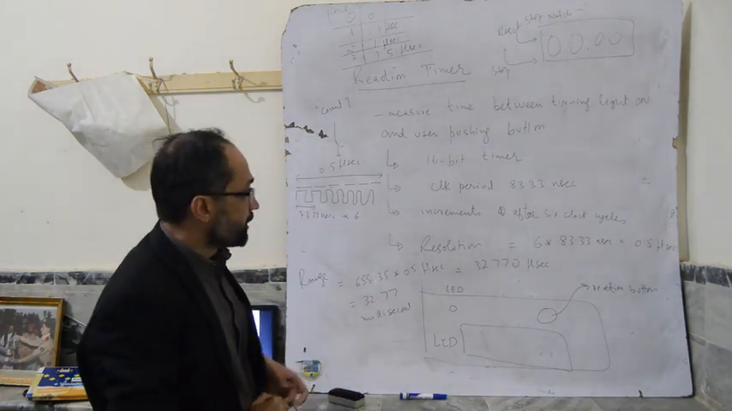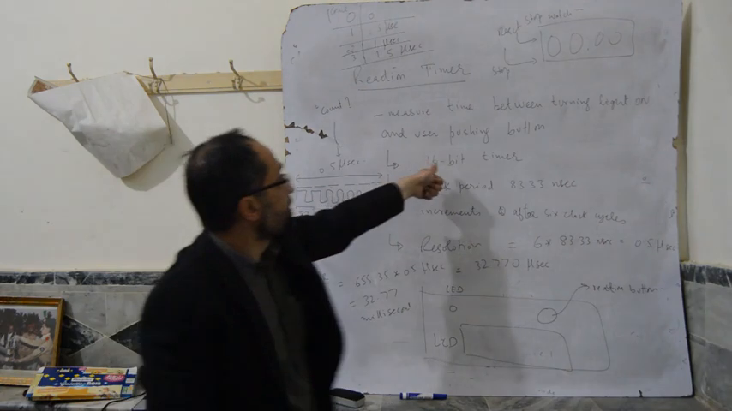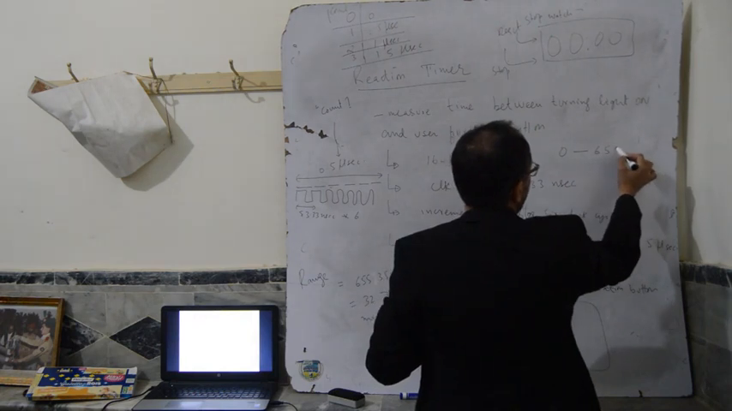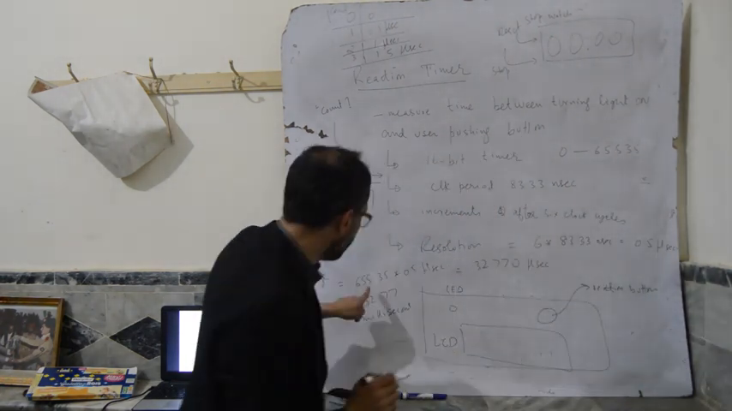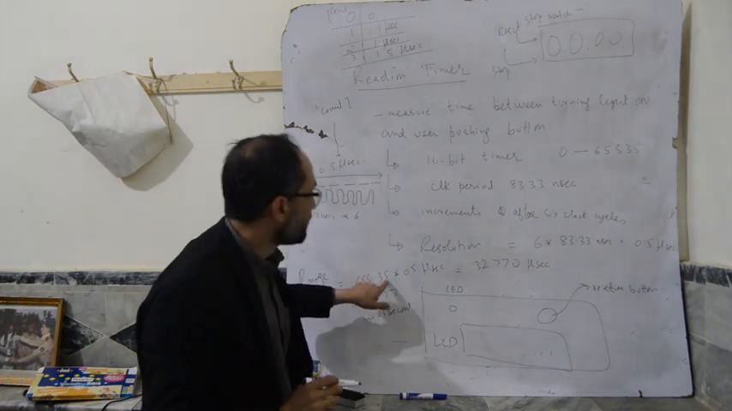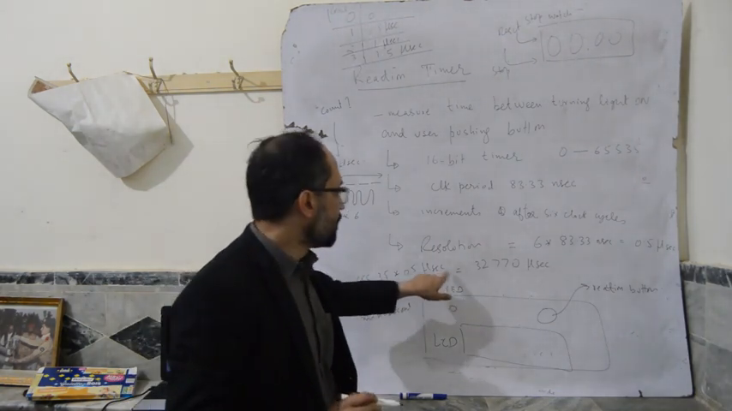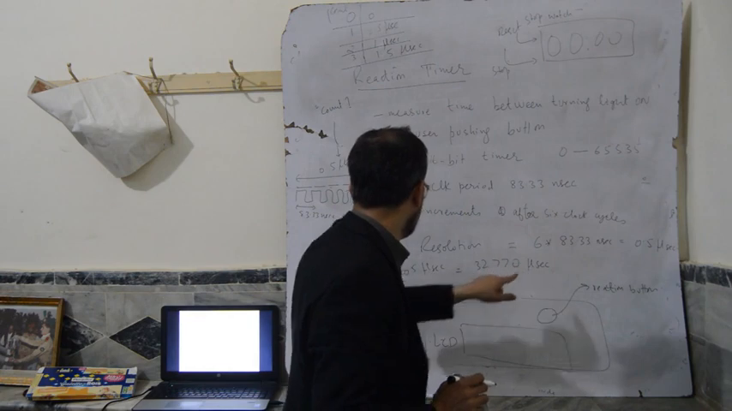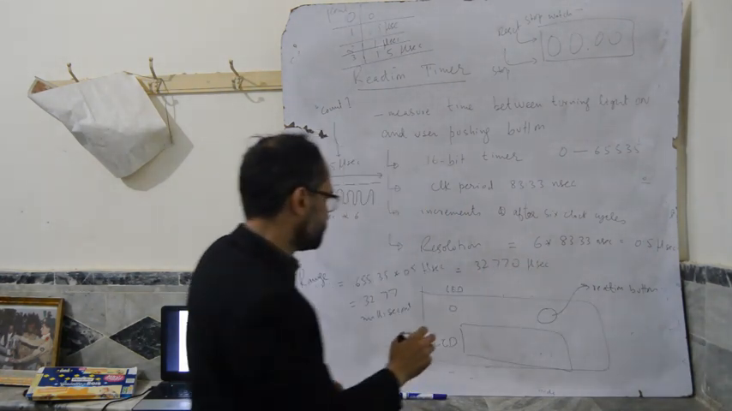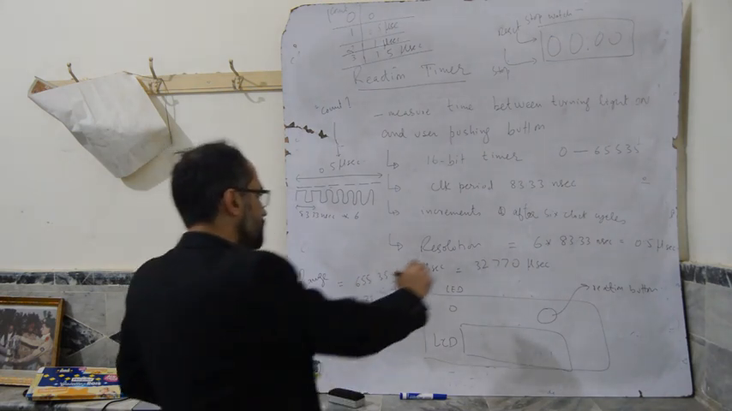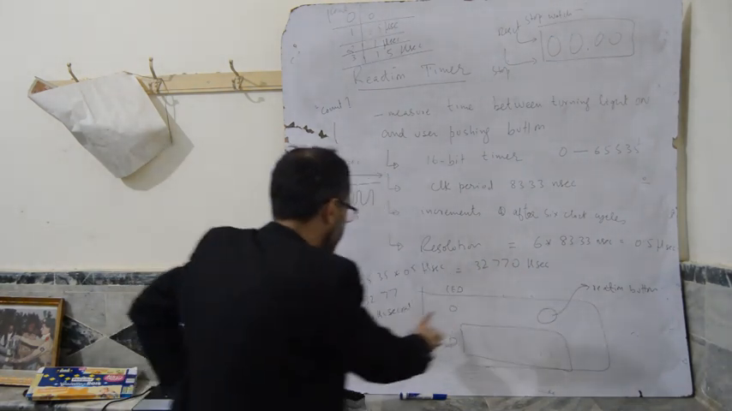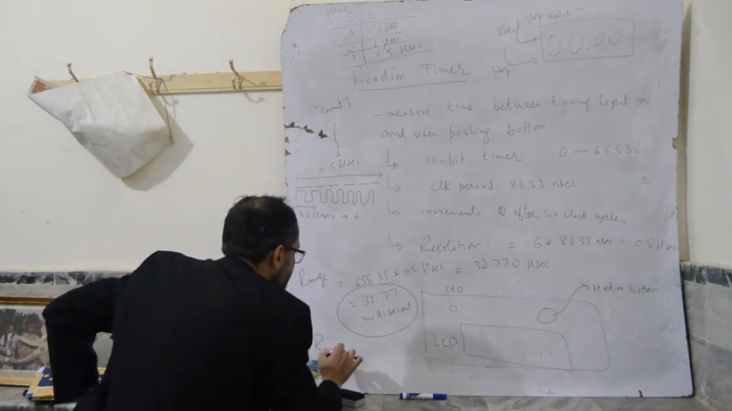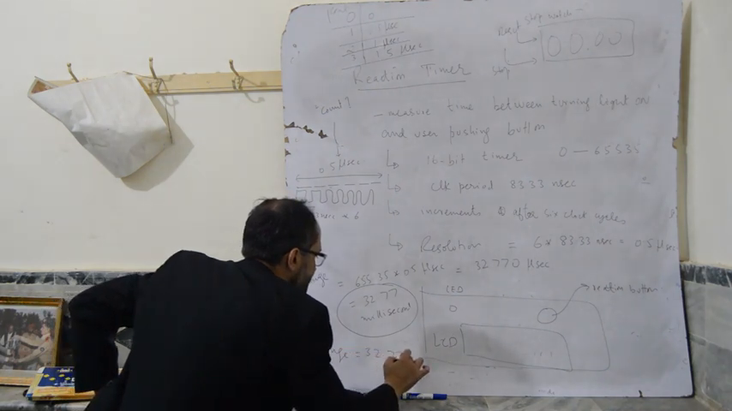So what will be the total range? Since we are using a 16-bit counter or 16-bit timer, it counts from 0 to 65,535. So the maximum value, 65,535, will be multiplied by its resolution. So it will be equal to 32,770 microseconds. This is the maximum range, which is 32.77 milliseconds.